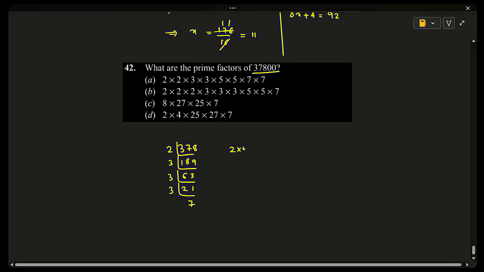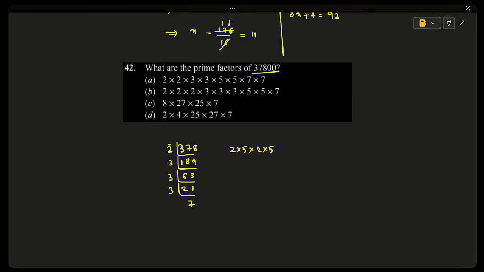From that we will get one pair of 2 and 5 for one 0, another pair of 2 and 5 for another 0. So how many twos? 1, 2, 3. So 3 twos and 3 threes, 2 fives, and 1 seven. That is there in option B.